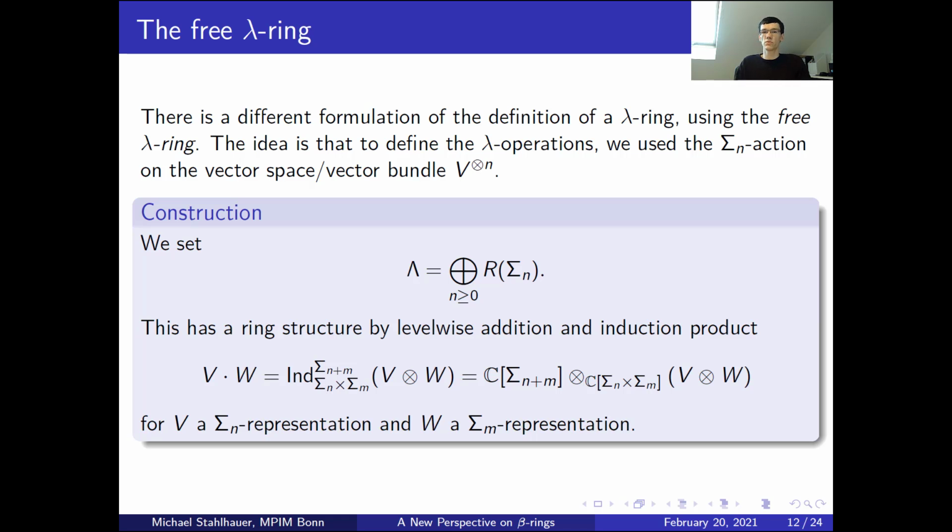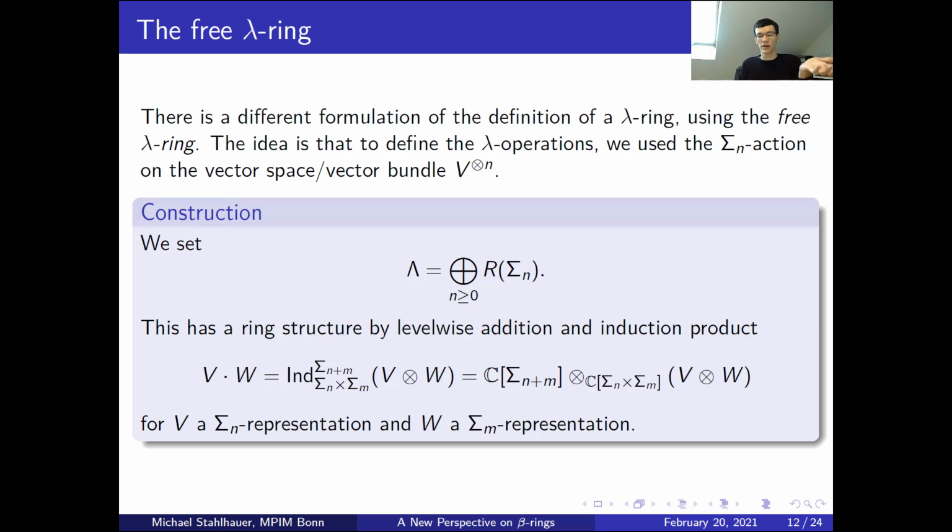So we set lambda to be the direct sum of all the representation rings of these symmetric groups. And this has a ring structure where we have level-wise addition. So that's the obvious one we would take. But the product is not the obvious, level-wise one, but this induction product.